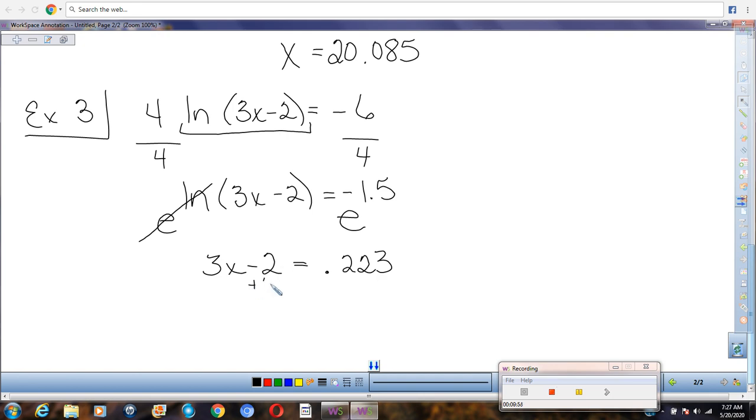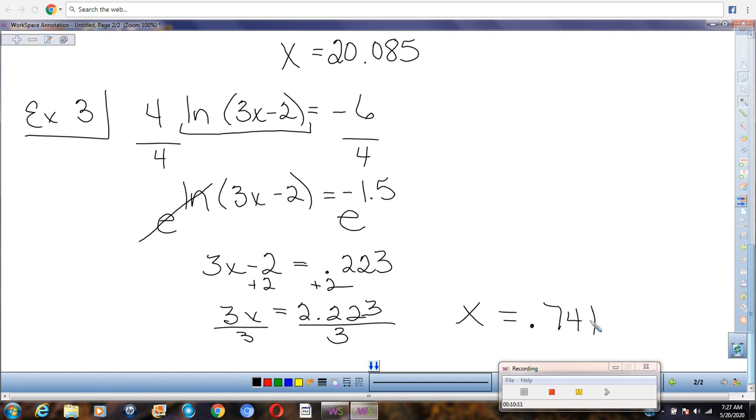I'm going to add 2 to both sides. So I get 3x equals 2.223, and dividing both sides by 3, we get x equals 0.741. Now, we can take this and plug it in, to make sure it works in our original equation. 3 times 0.741 minus 2 is still a positive number, so this will work.